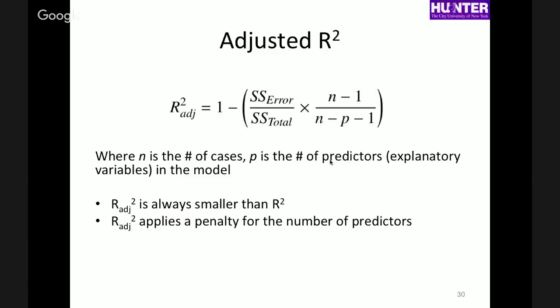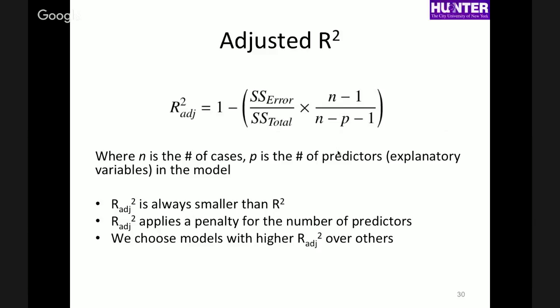So a few properties, it's always smaller than R². It penalizes you for your number of predictors. So if your sum of squares of error doesn't go down quickly enough, then it will result in a reduction in your adjusted R². And by the way, the smaller n is, the greater the penalty is for each additional predictor. If you have a very large sample size, then the penalty for adding your first few predictors is very small, but it gets subsequently larger for more predictors in the model.